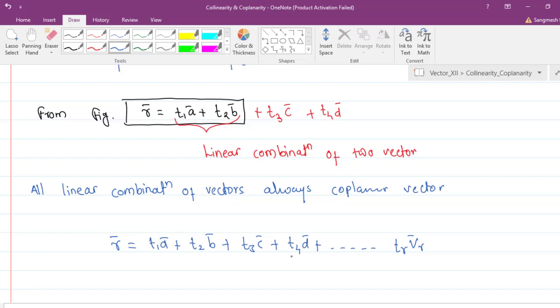This is a linear combination of all the vectors with the scalars t1 to tr, and all are unique. Then, if at least one of these coefficients is not equal to 0, we say it is a non-zero linear combination of vectors. And if you are able to express this R bar in terms of these, then what can we say? This R bar is coplanar with all these 3 vectors. I hope it is clear. Very important statement, 5-star statement. This will help us solve the questions in an easy way.